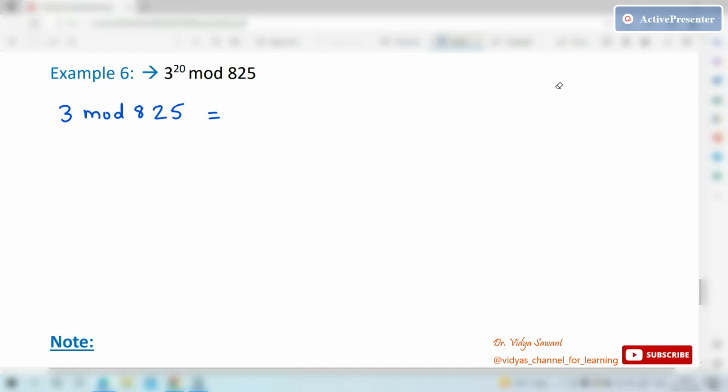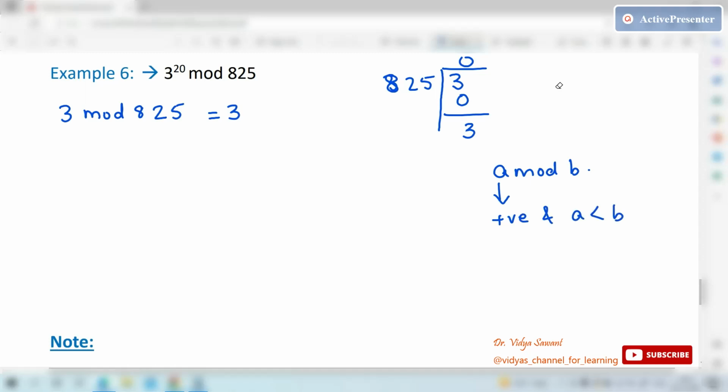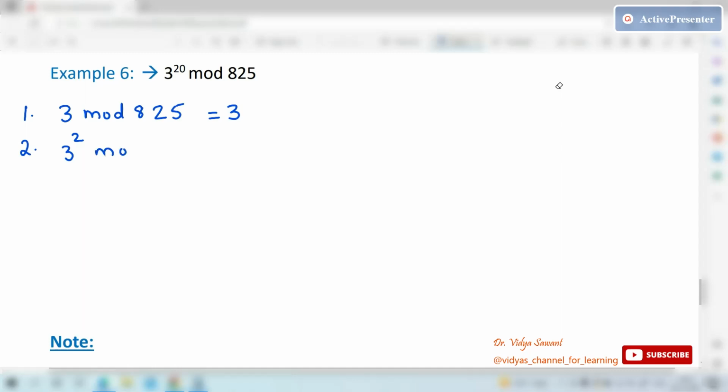I've already taught you in the previous video. However, I'll do it again so that it becomes a practice for you. I take 3 and I divide it by 825. So 825 goes 0 times and my remainder is 3. I've also told in my previous video that whenever you're doing a mod b, where a is a positive number and a is less than b, the answer is directly a. So we get 3.